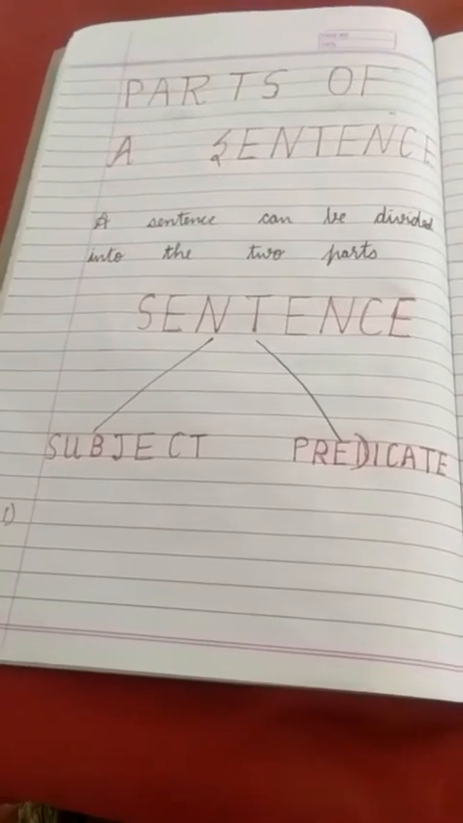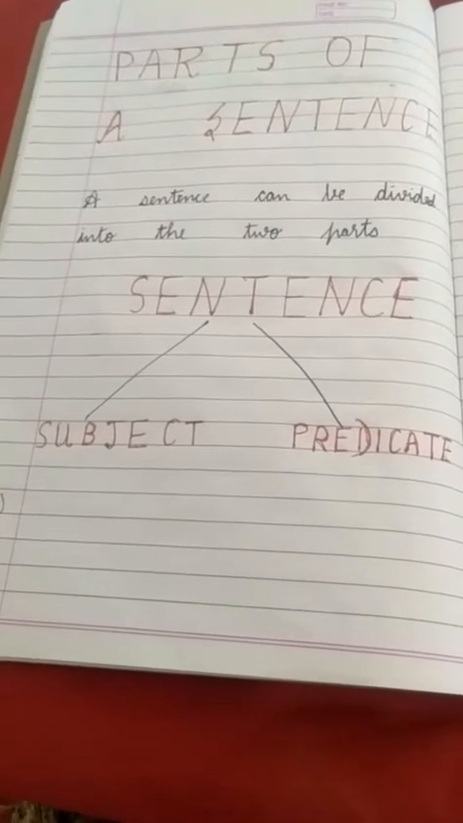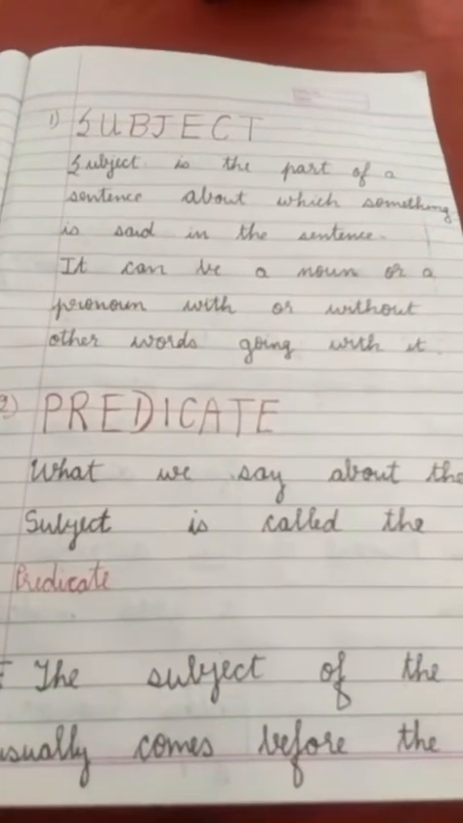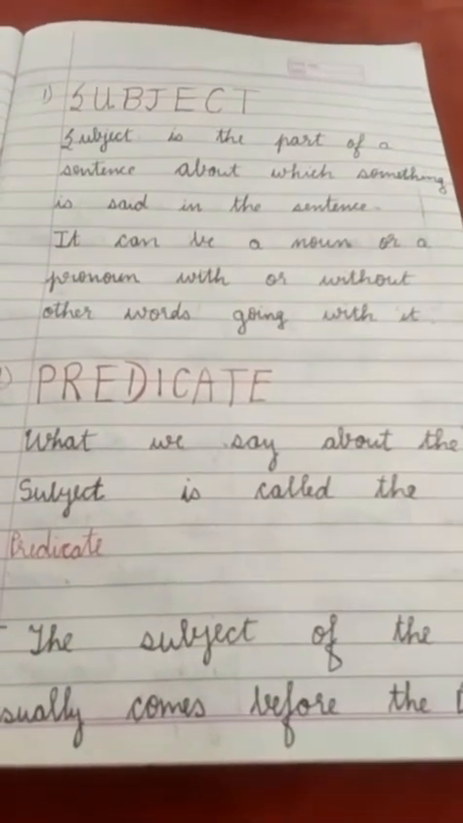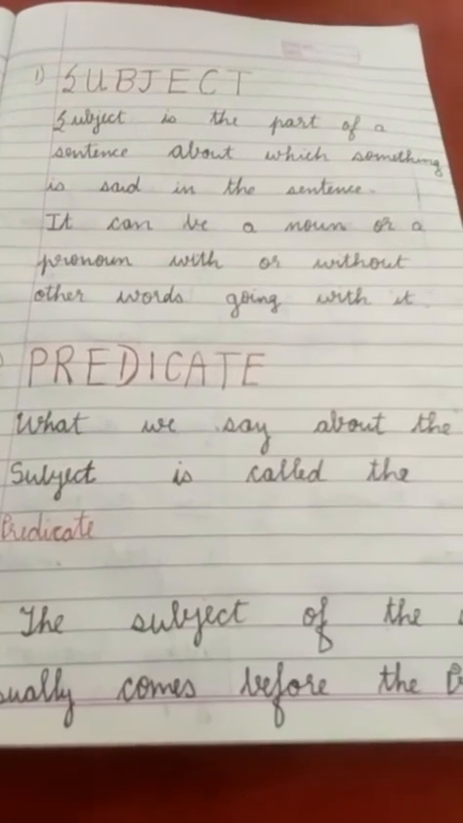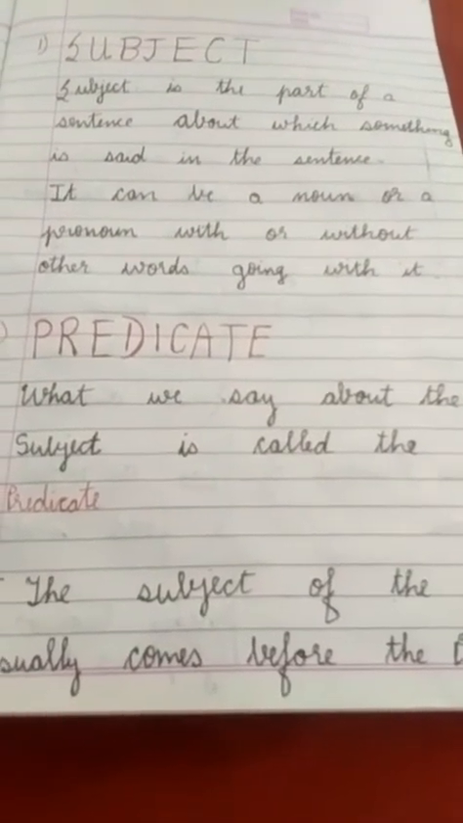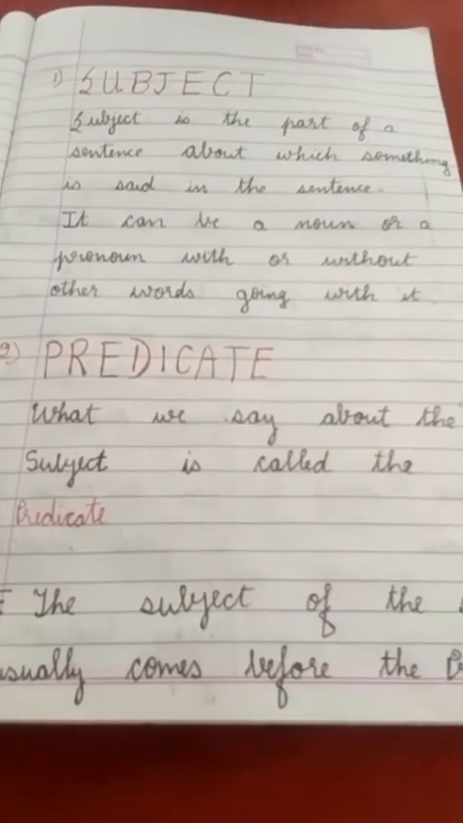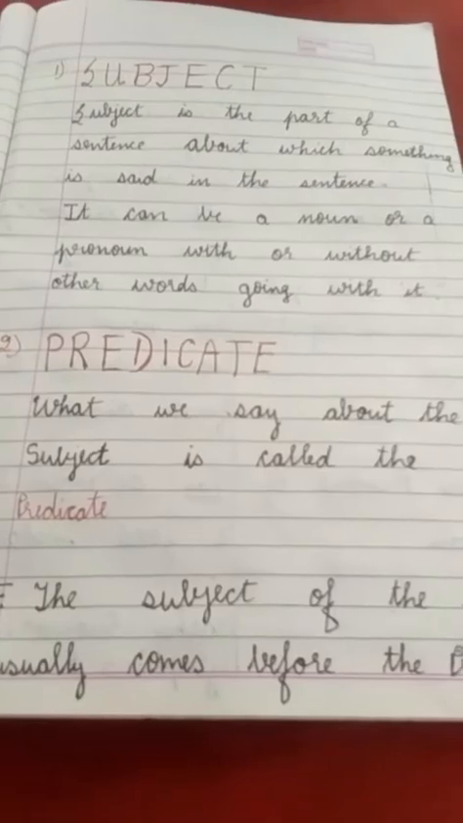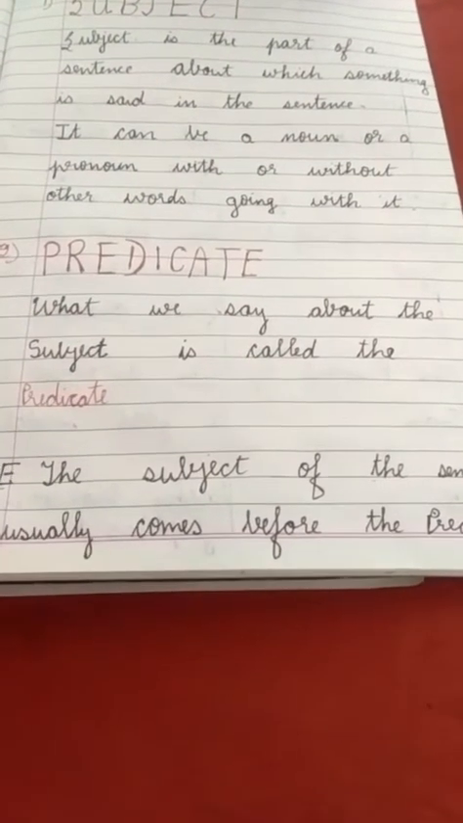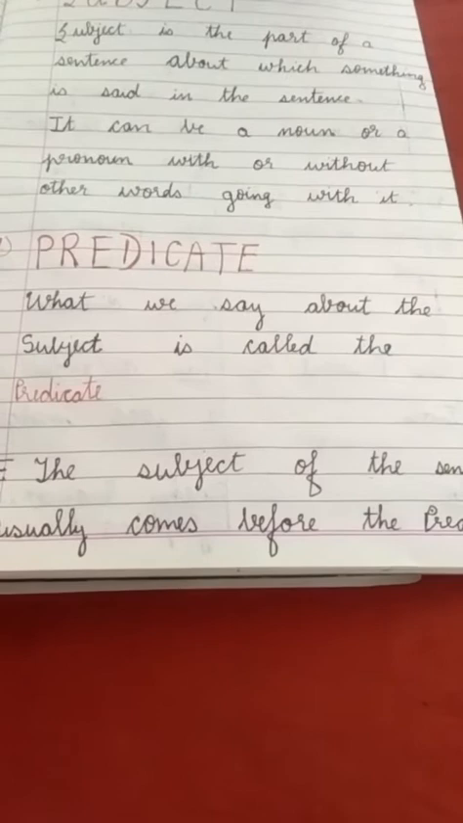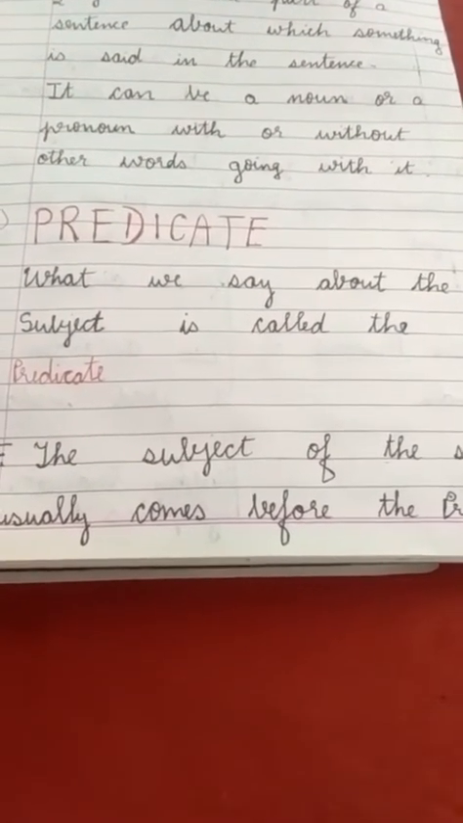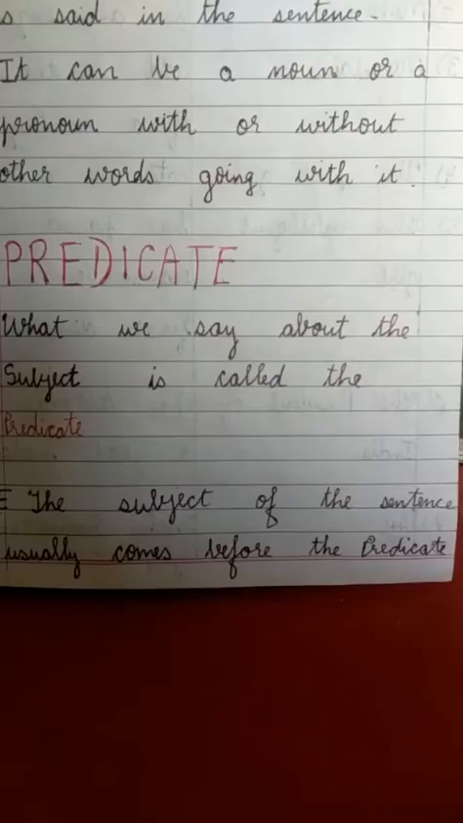Now let's talk about the parts of the sentence. Every sentence consists of two parts, subject and predicate. Now, what is the subject? A subject is the part of a sentence about which something is said. It can be a noun, like the name of a person or thing or place we speak about, or a pronoun, with or without other words going with it. Now comes the predicate. What we say about the subject is called the predicate. The predicate is basically the verb with or without other words going with it.